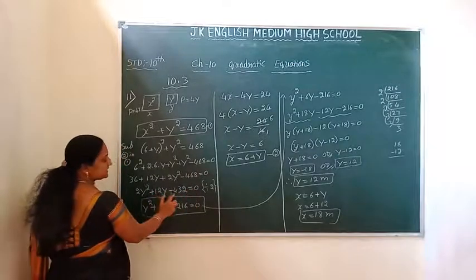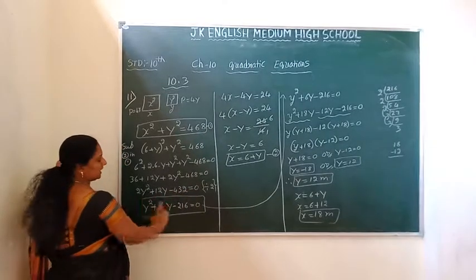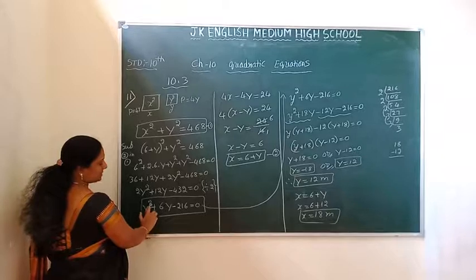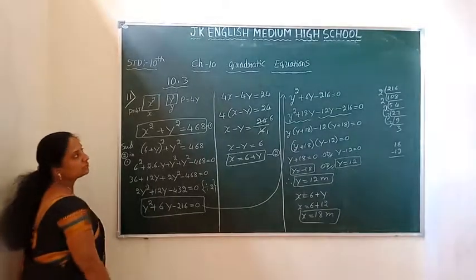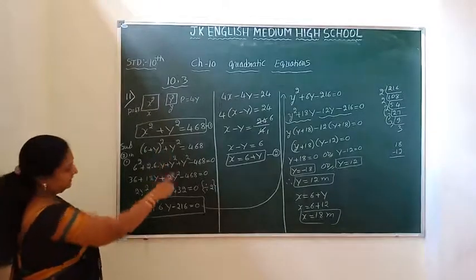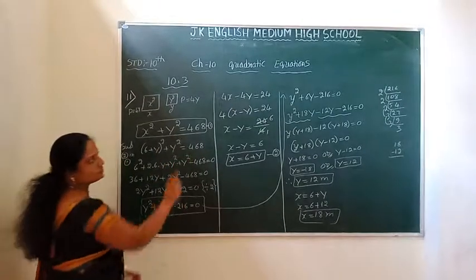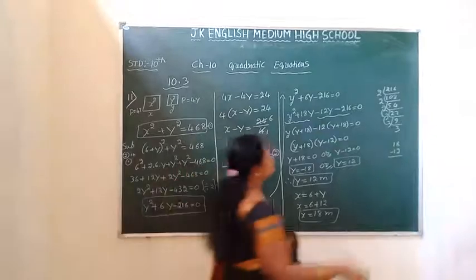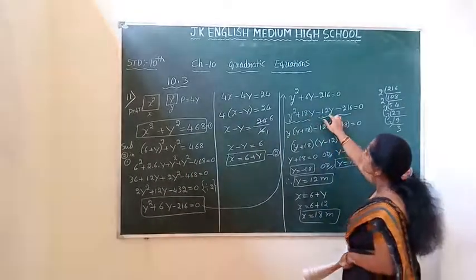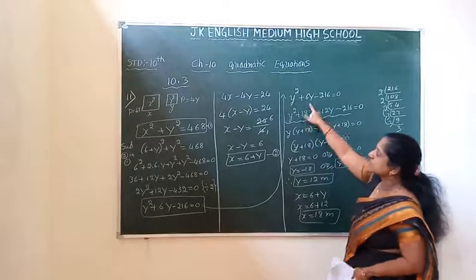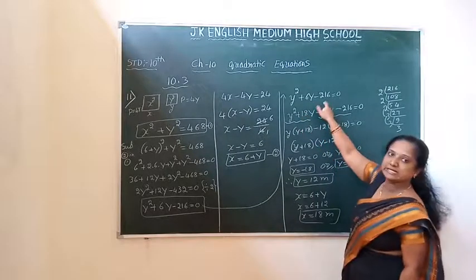Then all these three terms have common factor 2. I divided by 2. I got the simplest quadratic equation y square plus 6y minus 216 is equal to 0. Then this quadratic equation by factorization method, I can split this 6y as 18y minus 12y children, plus 18 minus 12 is 6, plus 18 minus 12 is minus 216.